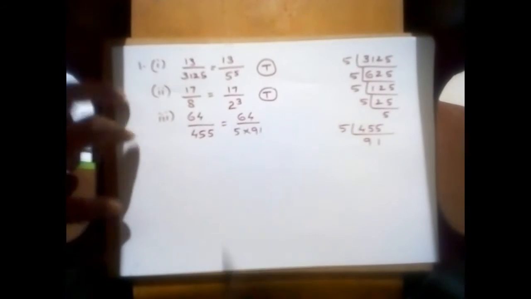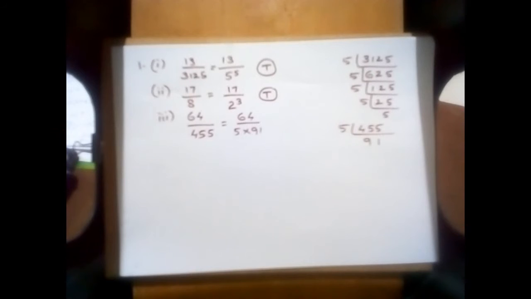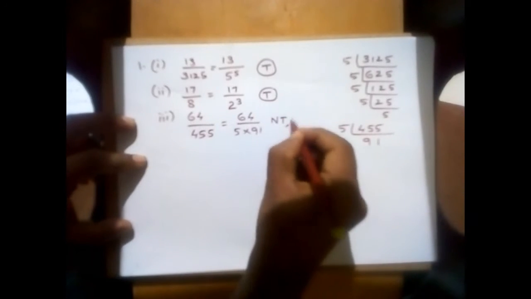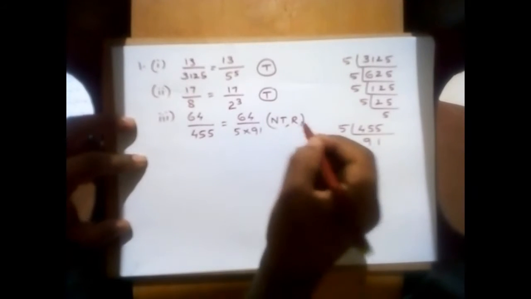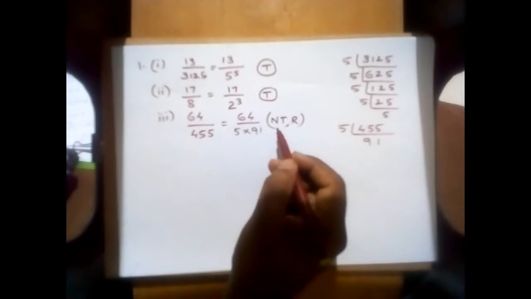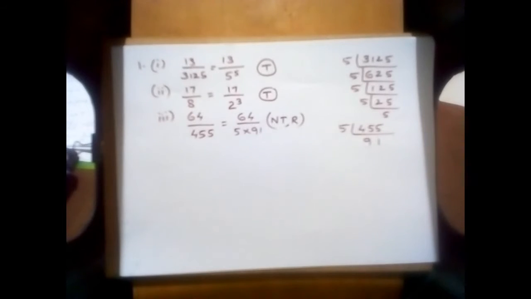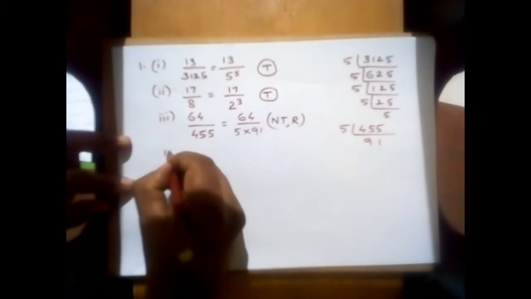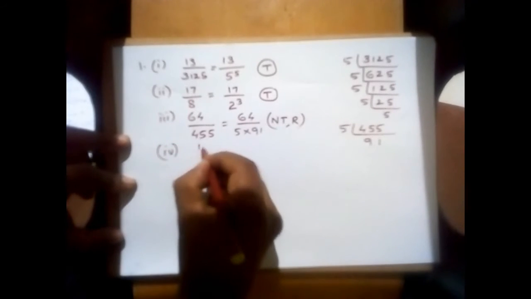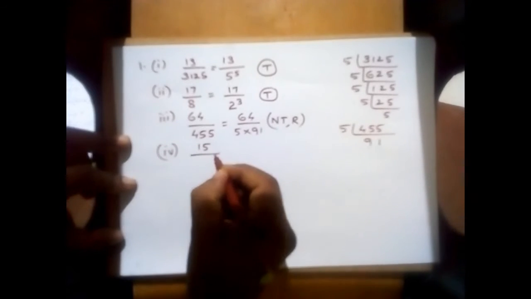So if the denominator is not of the form 2 raised to n into 5 raised to m, then it will be non-terminating but recurring. This is as per theorem 1.7. Now the fourth question, we will move a little fast. We have to complete this in this video.